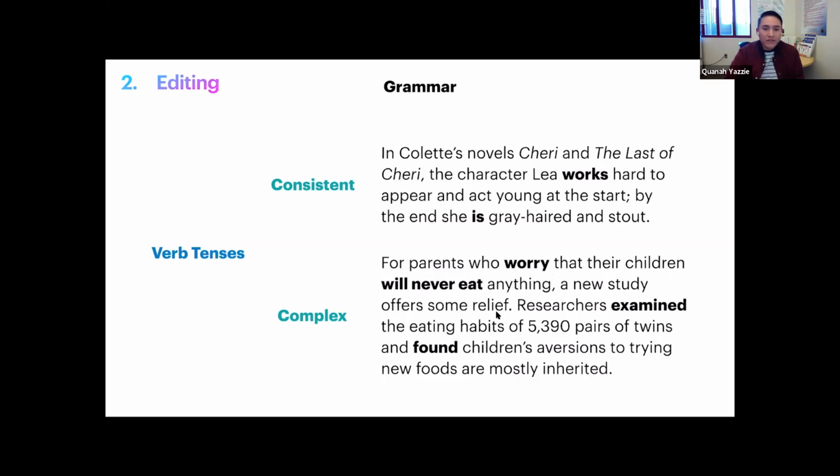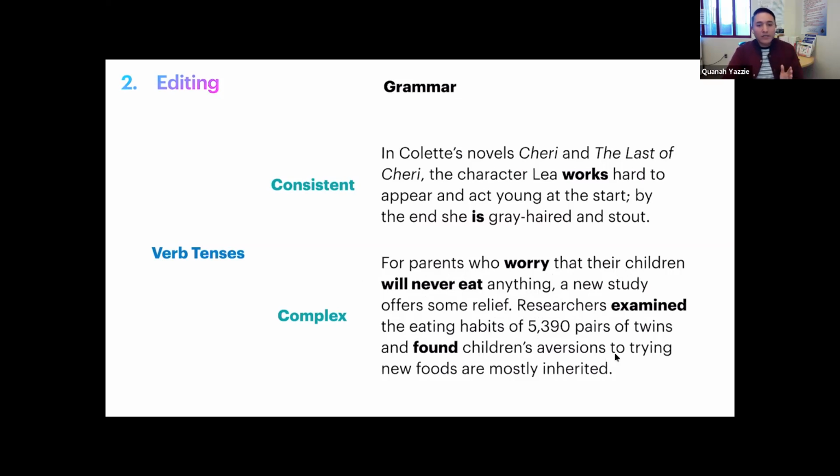Anything. A new study offers some relief. Researchers examined the eating habits of 5,390 pairs of twins and found that children's aversions to trying new foods are mostly inherited.